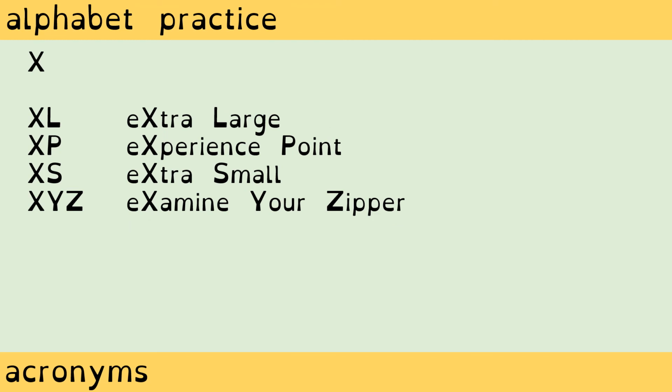X. XL, Extra Large. XP, Experience Point. XS, Extra Small. XYZ, Examine your zipper. It is interesting, the word extra begins with the letter E, but no one says size EL. We say size XL.